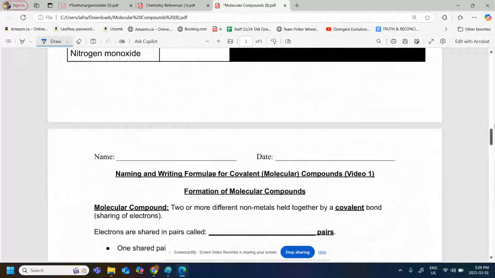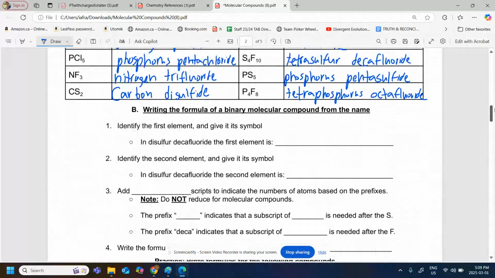In this video, we're going to take a look at how to write formulas for molecular compounds. We have to recognize that you have a molecular compound when you're only dealing with nonmetals. So you can see sulfur fluoride here. That's only nonmetals. And you can also see that the names will have prefixes in them oftentimes. And so that's another indication that you're dealing with a molecular compound.